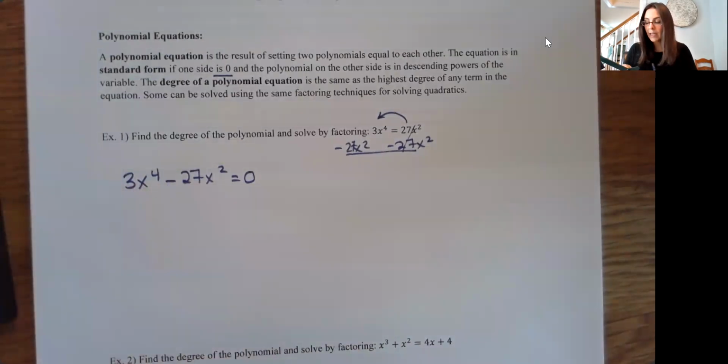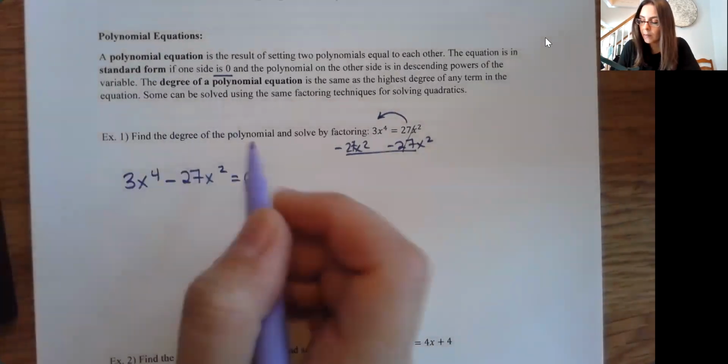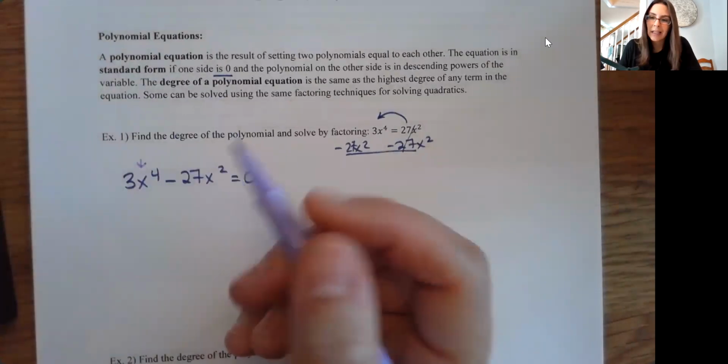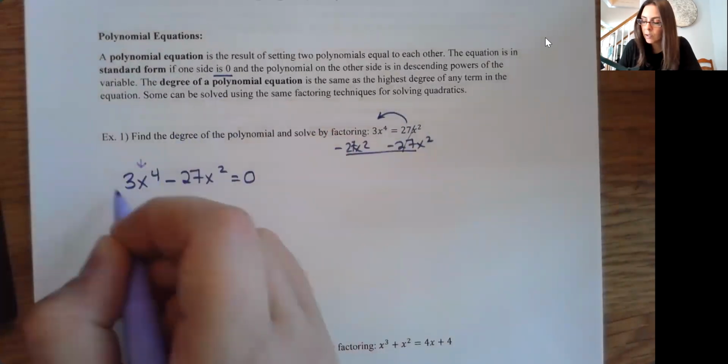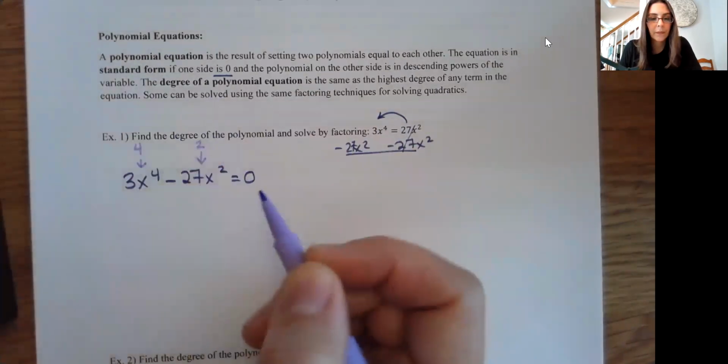Now for the degree, what you do is you find the degree of each term. And if you just have one variable, then the degree is just the highest power there. So the degree of this term is 4. And the degree of this term is 2.